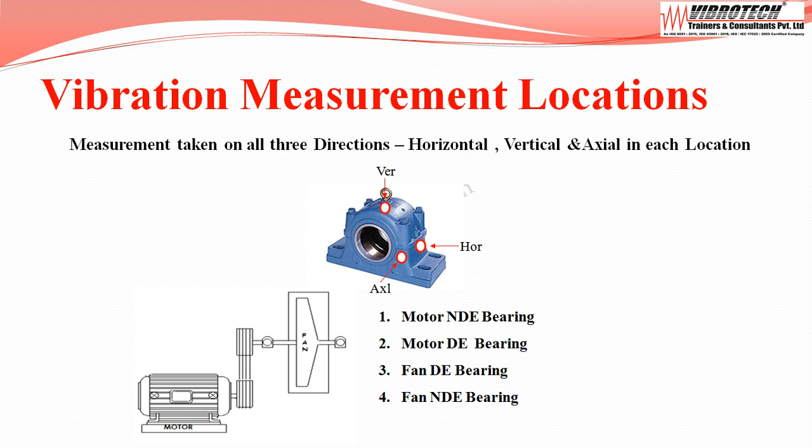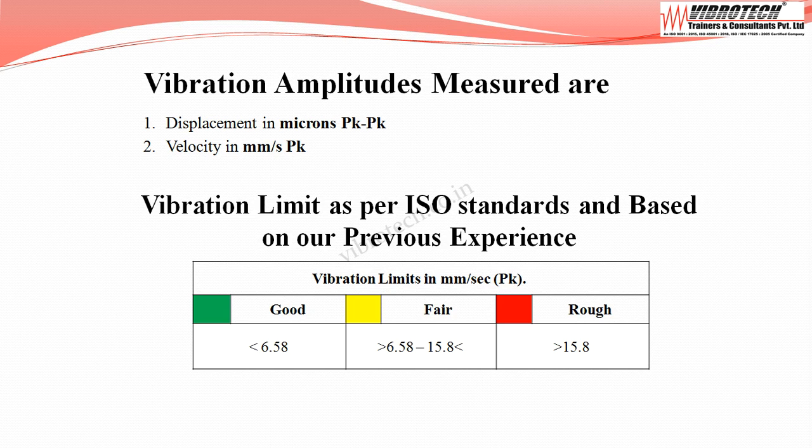Vibration measurements are taken in all three directions: horizontal, vertical, axial. The measurement locations are motor non-drive end bearing, motor drive end bearing, fan drive end bearing, fan non-drive end bearing. Vibration data are collected in terms of displacement in microns peak to peak and velocity in millimeters per second peak.